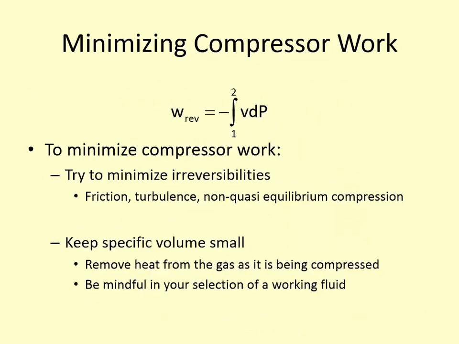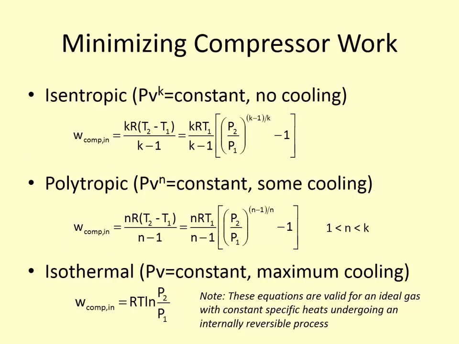So we've done this first half of the process to minimize the compressor work. But now we want to look at ways to decrease the specific volume. So in the first case, we're not cooling it at all. We're not changing anything about the specific volume. And the work of a compressor will be equal to this equation up here, where k is the ratio of the specific heats for our working fluid.